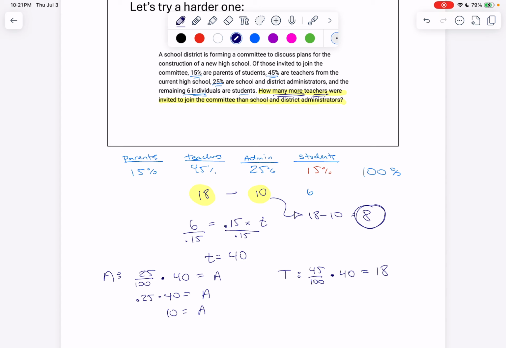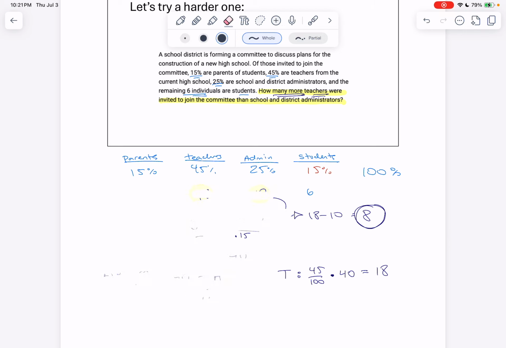So again, this is a great trick to notice: if they give you percents and then they give you a value that's not the total, if you can link that to a percent, you can say this value is a certain percent of the total, and it can help you find the total. I'm going to show you one more little way to think about this that could be fun.